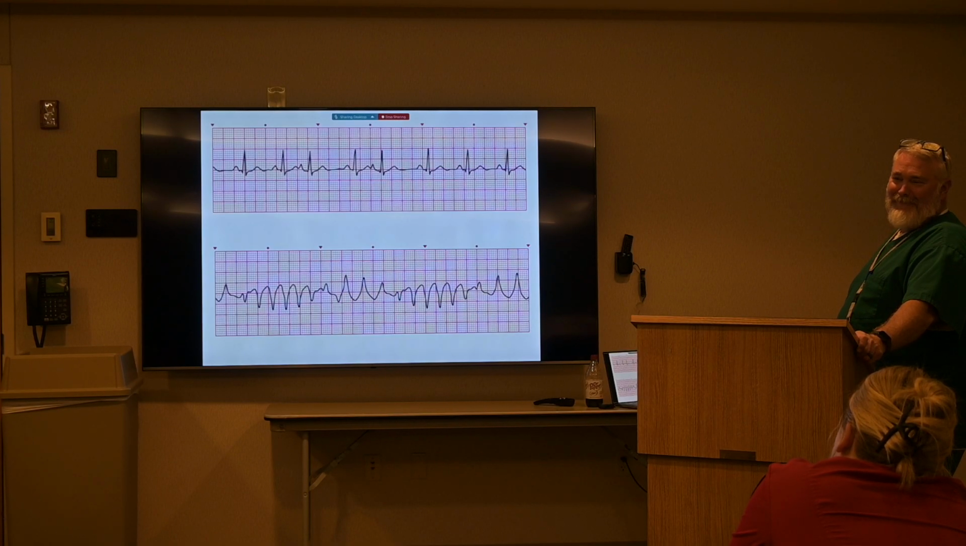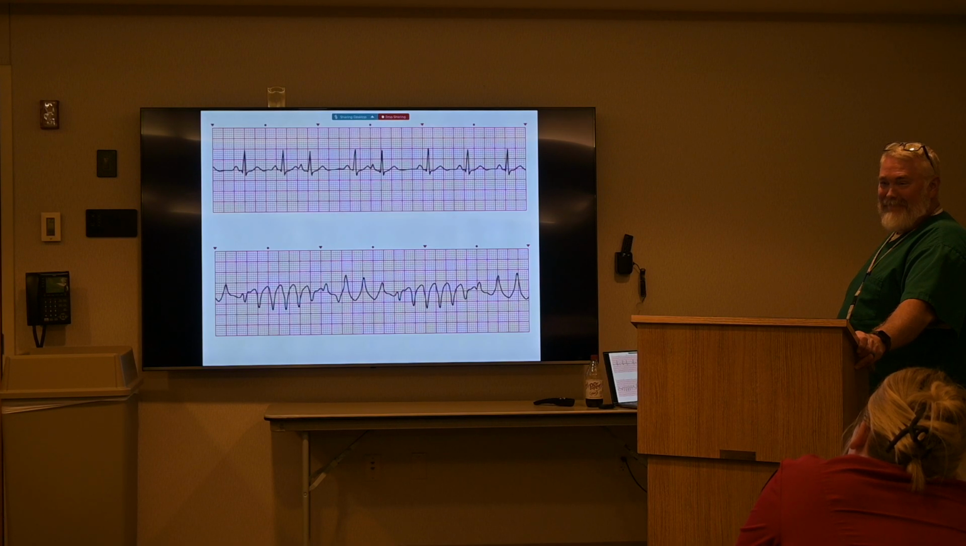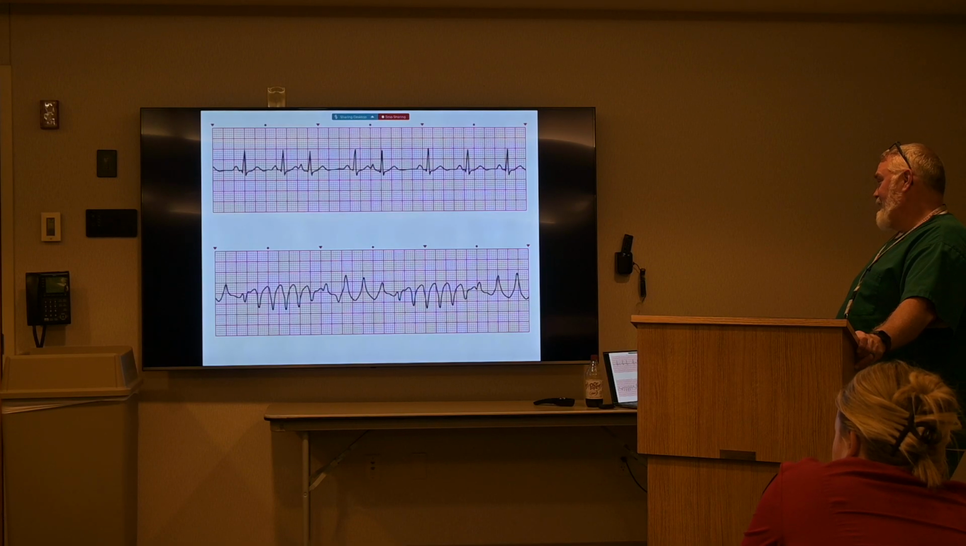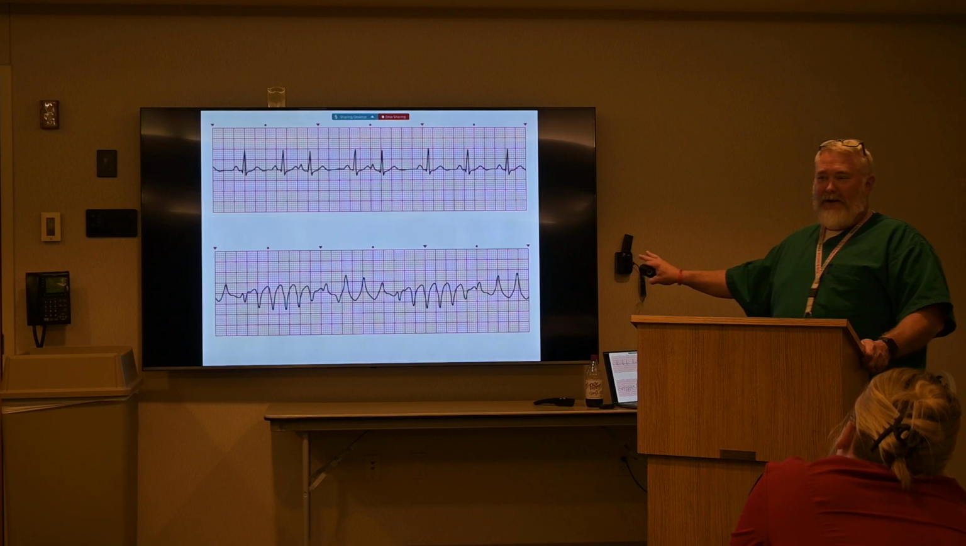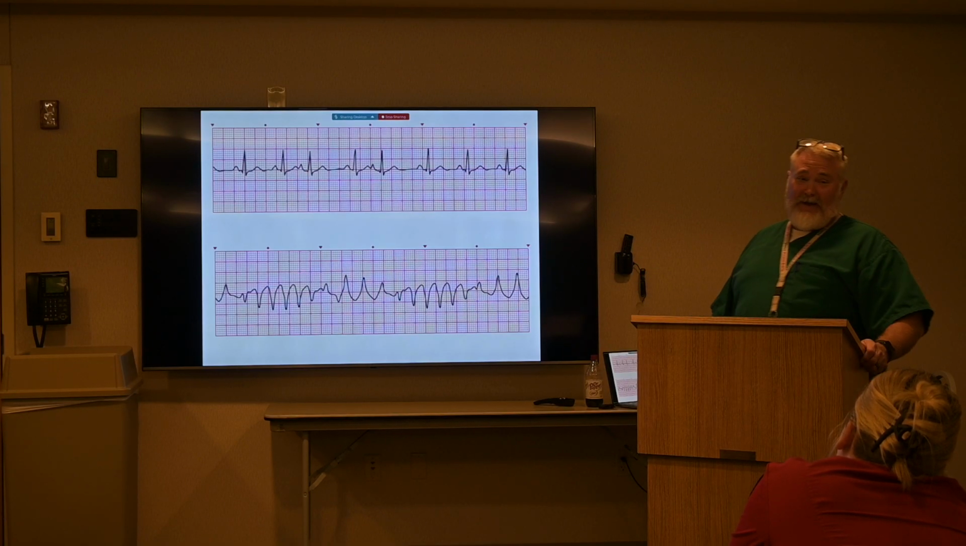Maybe fifth? Anyone? Polymorphic VT. Yeah, that's polymorphic VTAC. This is a little slower rate of VTAC, but that's still VTAC. That's still classic VTAC.